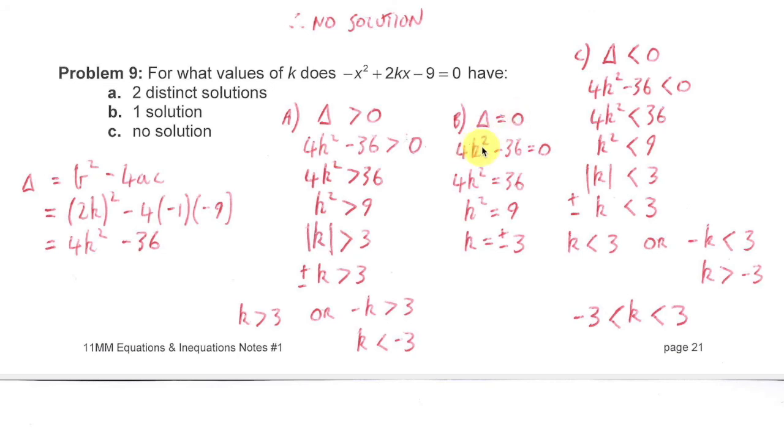So 4k squared minus 36 equals 0. Add 36 to both sides. Divide both sides by 4. Take the square root of both sides. So if k, an unknown number here, is either equal to negative 3 or positive 3, then that will mean that the discriminant of this equation will equal 0, and therefore there will be one and only one solution for x. All right, so we're not talking about the solutions for k, we're talking about the solutions for x. There will only be one solution for x.